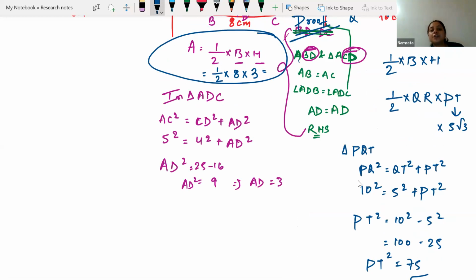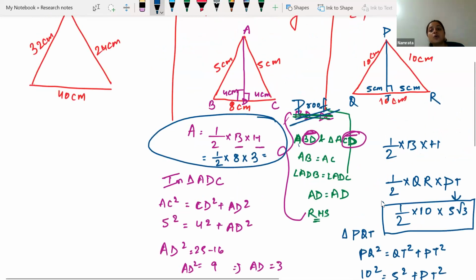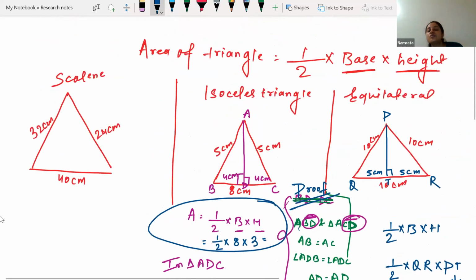We are having QR. QR is just one of the sides of the equilateral triangle, 10. And this is 1 by 2. So here also I can see we can find the area of the triangle just by using the older formula. Can you see it too? Yes, everyone? Yes, ma'am. Now, in isosceles triangle we were able, in equilateral triangle also it's possible.